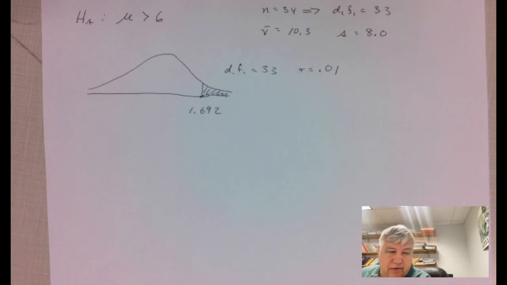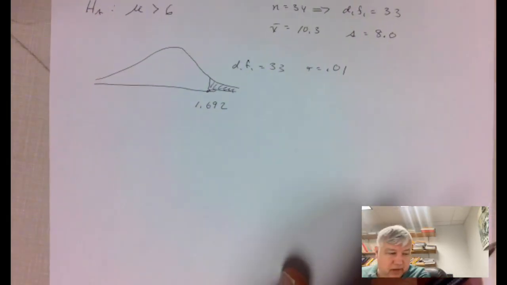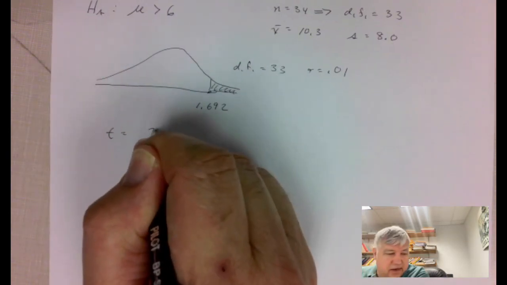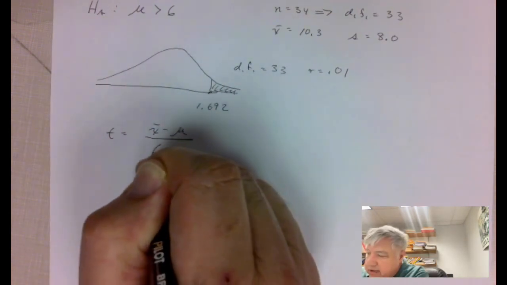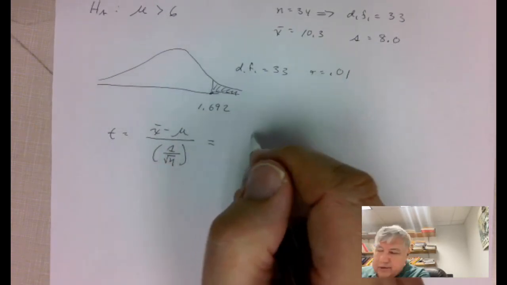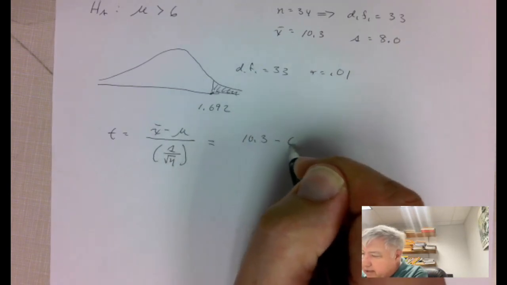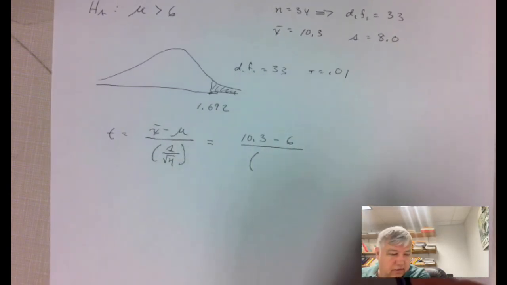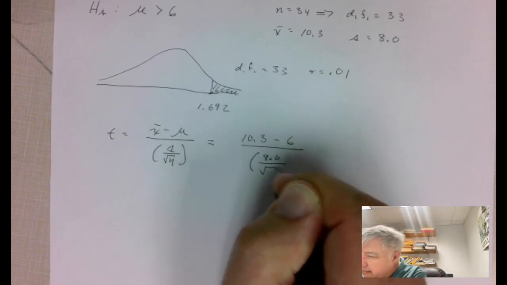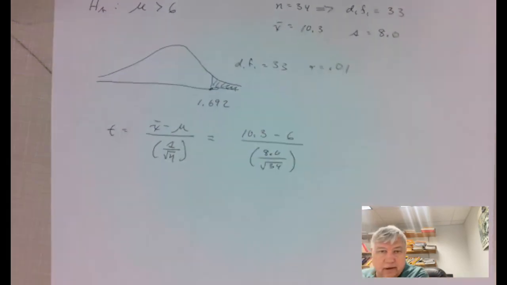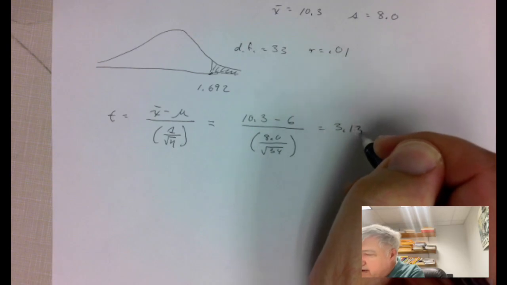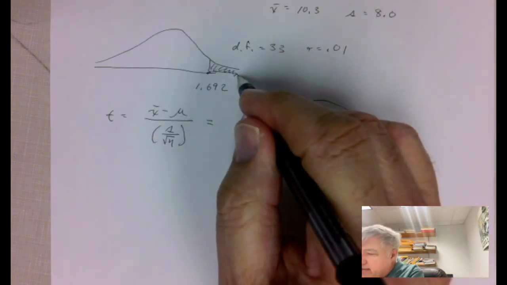Okay. So then we compute our test statistic, x bar minus mu, divided by S over square root of n, is equal to 10.3 minus 6 over 8.0 divided by the square root of 34. And when you compute this, this is really big. This is 3.13. That's way, way into the rejection region, right?